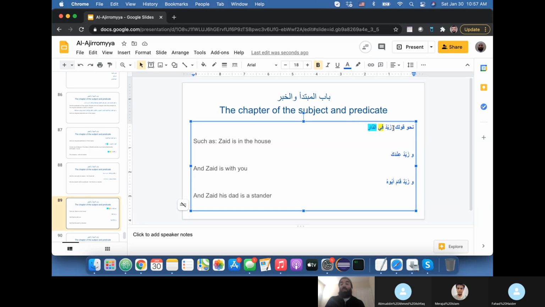Okay, jar al-majrur, which means the letter of khafd and the noun which is made makhfud because of that letter of khafd. And the example that he gives is Zaydun fiddar. And then the second example he gives is Zaydun indaka. Zayd is with you. This is for which type? For the situation, right?